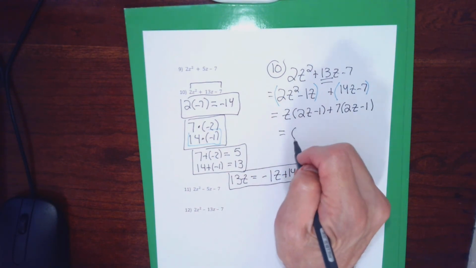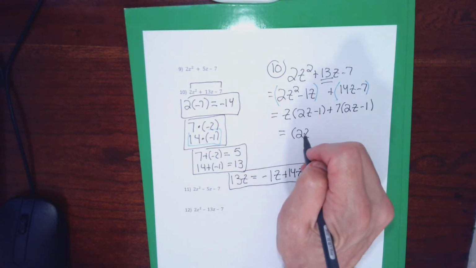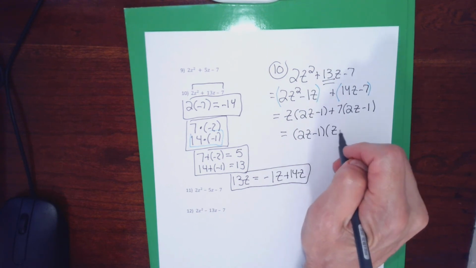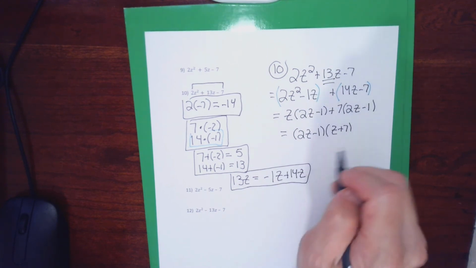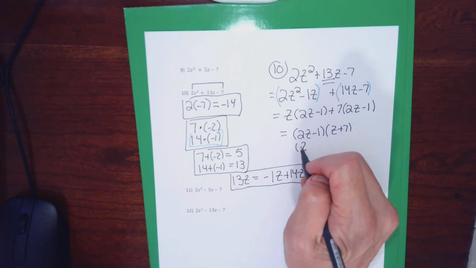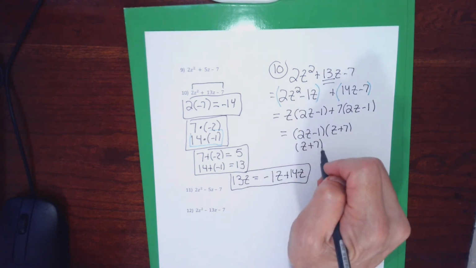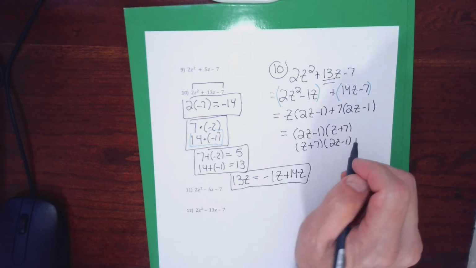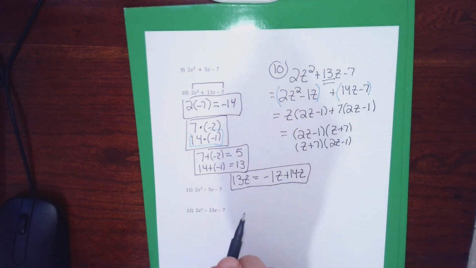And now I can write an answer. And of course, I can flip-flop the order as long as one of my parentheses has a z plus 7 and the opposite parentheses has a 2z minus 1. Makes no difference whatsoever what order that we write our answers in.